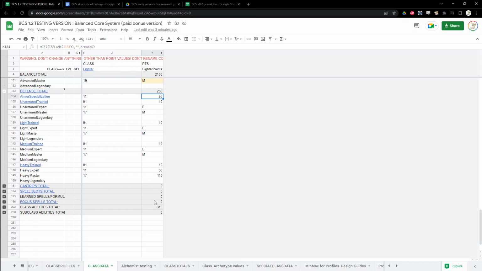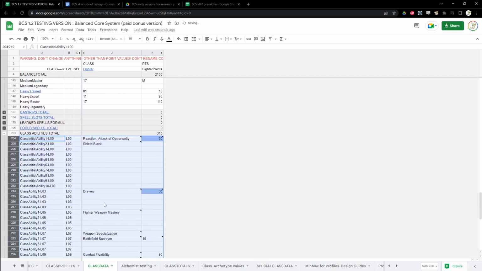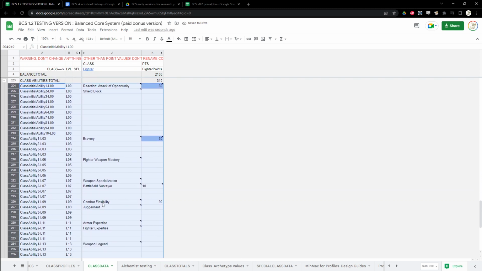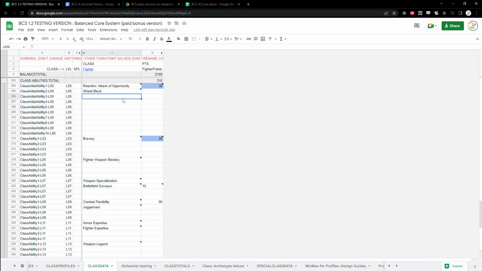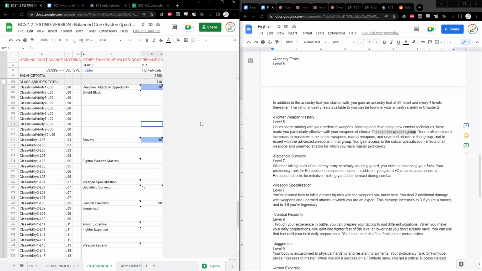Of course, the fighter has no spells. The fighter has no subclasses. So we'll just go to the class abilities here. We're done with the proficiencies, and you can see that once you learn the proficiencies, obviously they're consistent across all classes. So that's actually the easy part now. I've pretty much got those figured out, and they're pretty consistent.